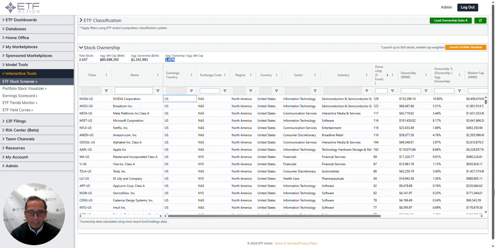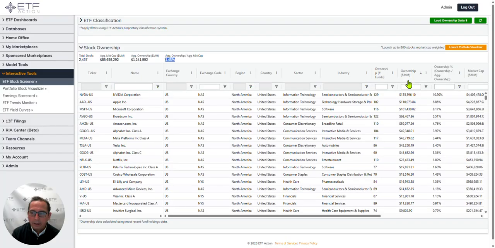What this tells you is that Nvidia is held in 129 of those 145 ETFs, with $135 million held in Nvidia. I'm just going to sort by ownership dollar here, and we can see Nvidia is the number one holding. Nvidia has an average weight, a total dollar weight across all of these strategies, of 10.9%, Apple 8.6, Microsoft.